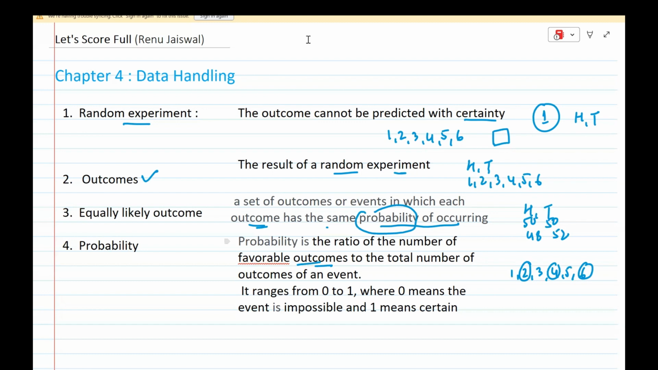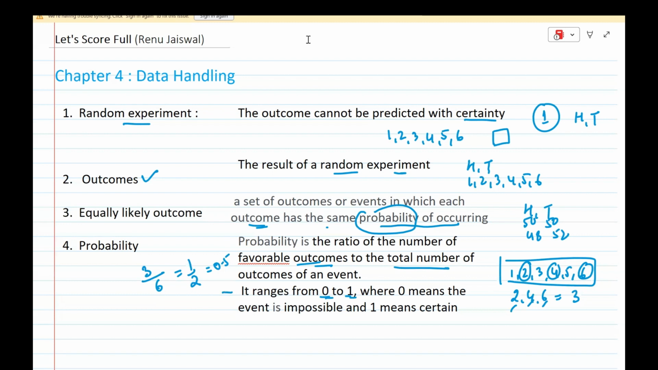So favorable means I want an even number, right? So my favorable outcomes are 2, 4, and 6, which is a total of 3. And the total number of outcomes is how many? Total are 6 outcomes. So the probability is favorable, which is 3, over the total, which is 6. So probability is 1 by 2. The result says the probability is always from 0 to 1. See, 1 by 2 means 0.5. And yes, it is between 0 and 1.